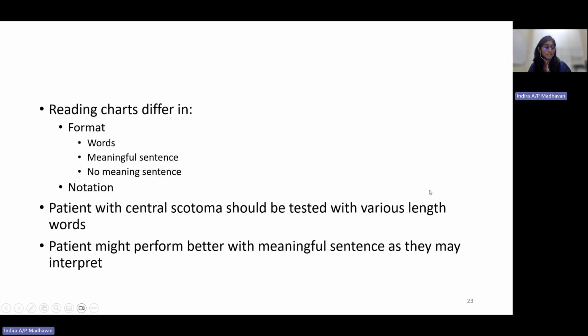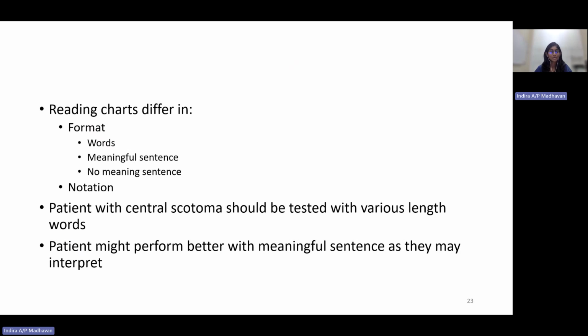Hi everyone. So this is part three of the visual assessment lecture. We're going to look at the reading charts. Before we go into them one by one, for the reading charts available for assessing low vision patients, first of all you have to know what the different charts are.